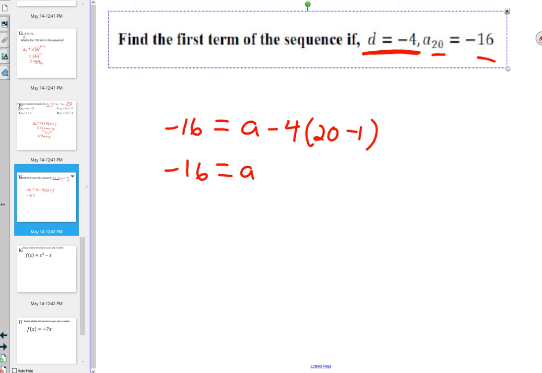What's 19 times negative 4? Negative 76. Add 76 to both sides. The first number would be 16.